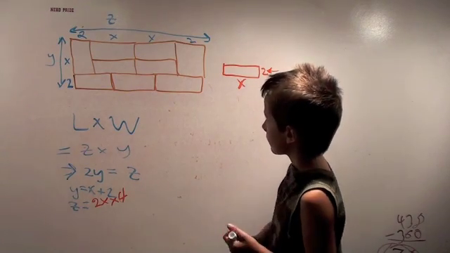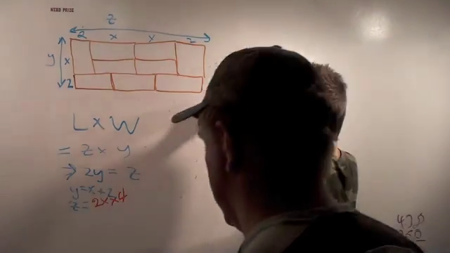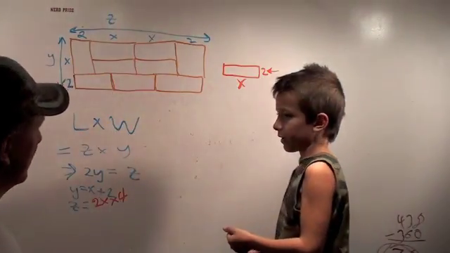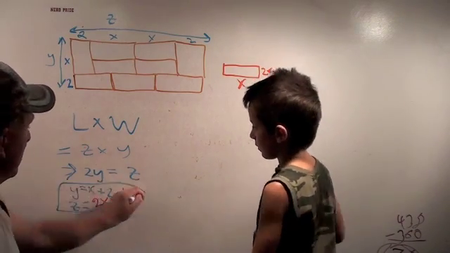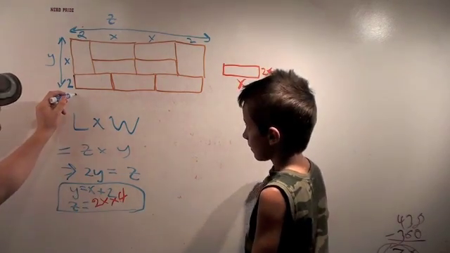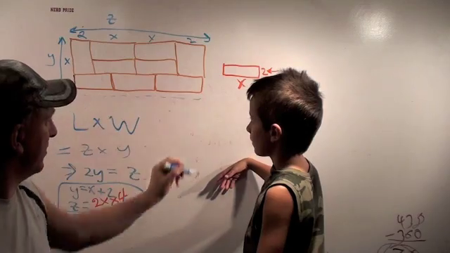Okay, so 2y equals z. How does that help us figure out the length of our small rectangle? Well, we almost have it figured out. This is a great observation. But what about down here? What's the length across down here?